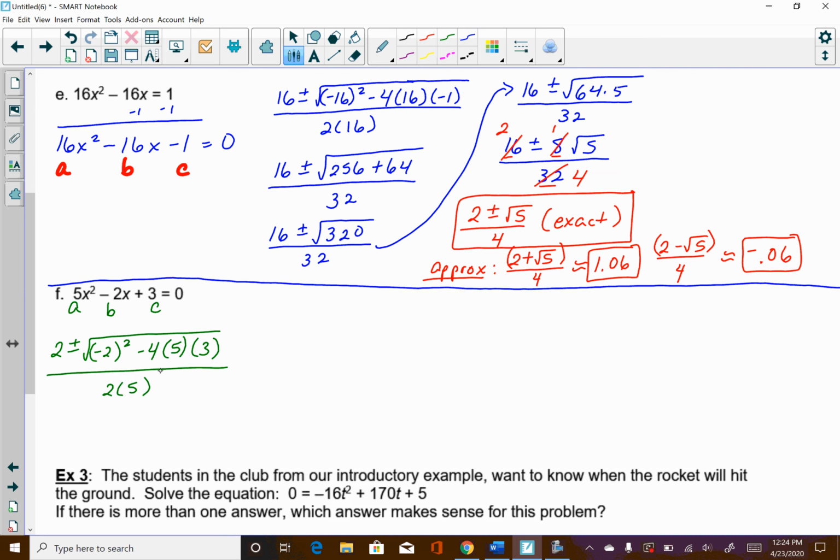All right, just work across here. So now I have 2 plus or minus the square root of 4 minus, let's see, 4 times 5 is 20, 20 times 3 is 60, all divided by 10 on the bottom. And that's going to give me 2 plus or minus the square root of a negative 56, all divided by 10.